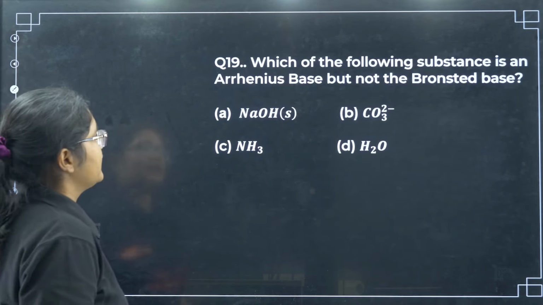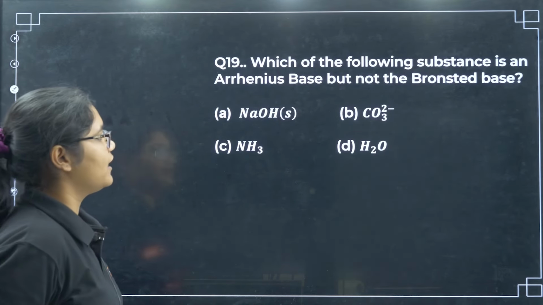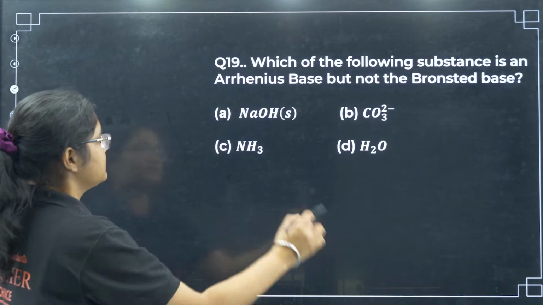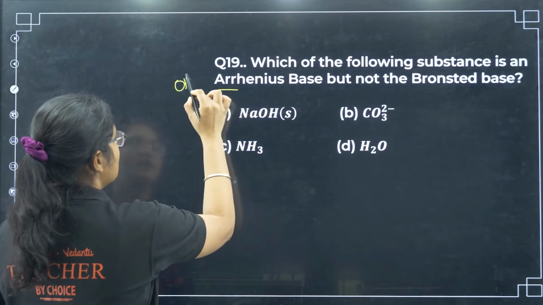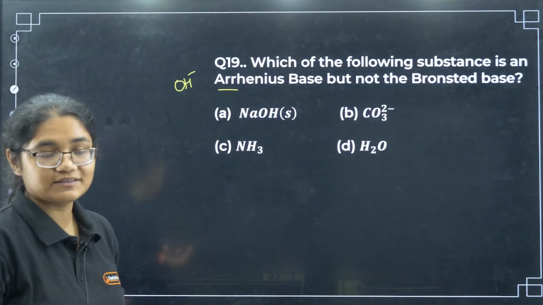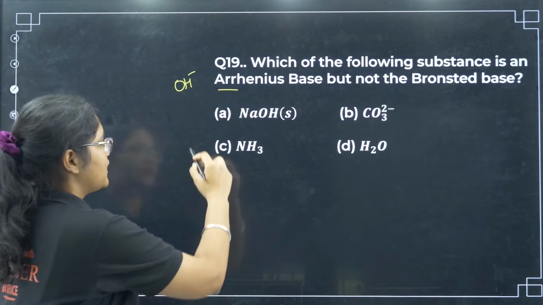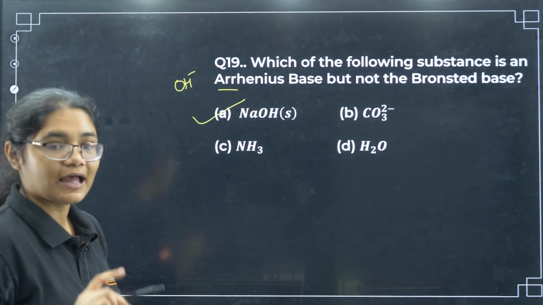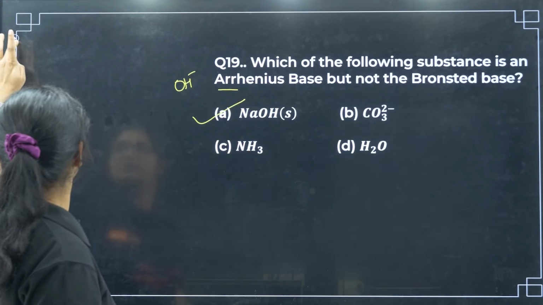Okay. Next, which of the following substances is an Arrhenius base? Arrhenius base means it will have OH minus but not a Bronsted base, means it cannot accept H plus. So that is your NaOH because it has OH but it cannot accept H plus.